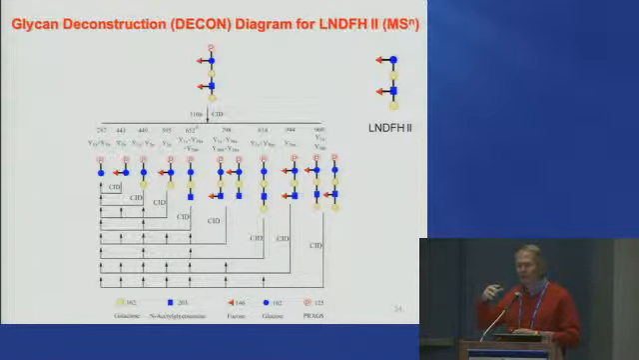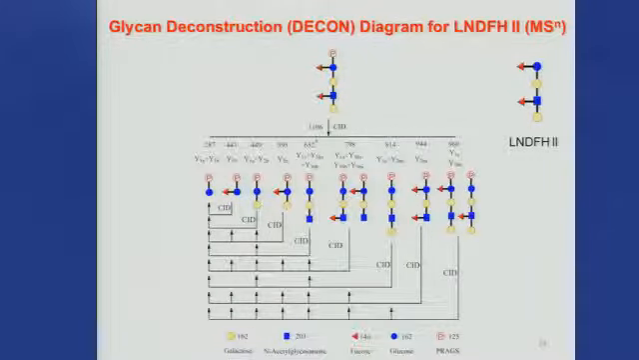So you can clip off just one sugar, and then you can isolate and do CID on that particular species and look at all of the fragments that result from that. And this is actually the result of three steps of MS-MS on the system. And we call this a deconstruction diagram or a decon diagram because from these data you can actually go back and piece together that this is the arrangement of the subunits in the glycan.